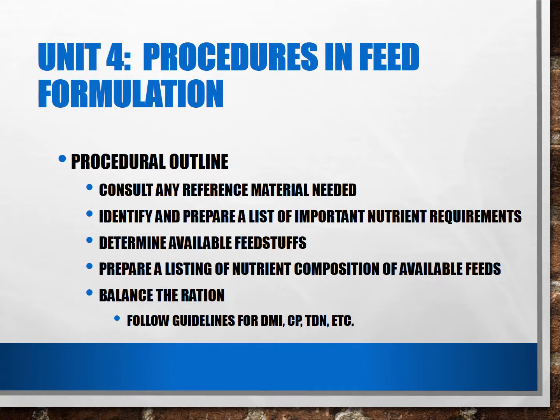Then take that information and list the nutrient composition of those available feeds: crude protein, energy, TDN, things of that nature, and then balance the ration and follow the guidelines. DMI here stands for dry matter intake, referencing back to that second to last slide in Unit 3 that I mentioned, that animals eat 1% of their body weight in dry matter. So we need to have a realistic idea of how much feed, let's say, a 1,000-pound horse is going to eat, or how much feed a 600-pound steer is going to eat, so to speak. So you have to understand how much feed is going to be consumed.